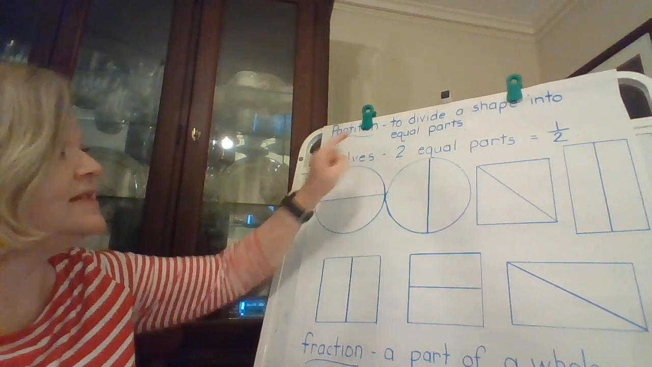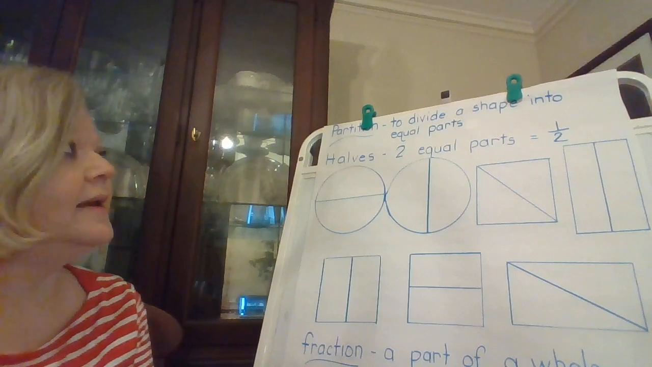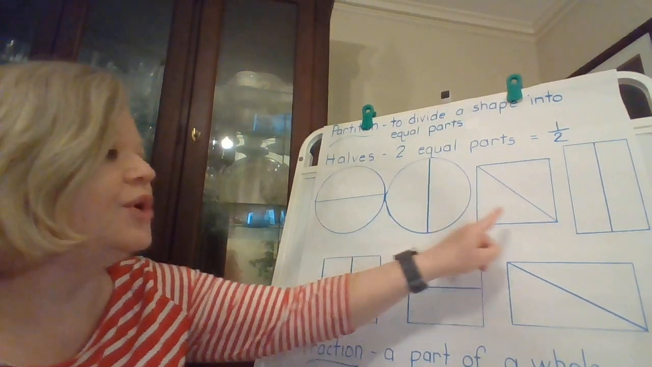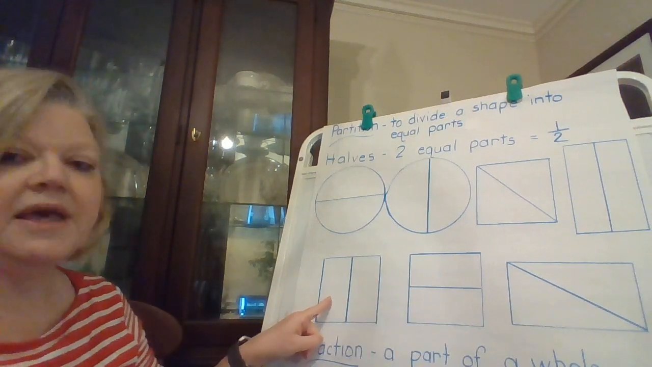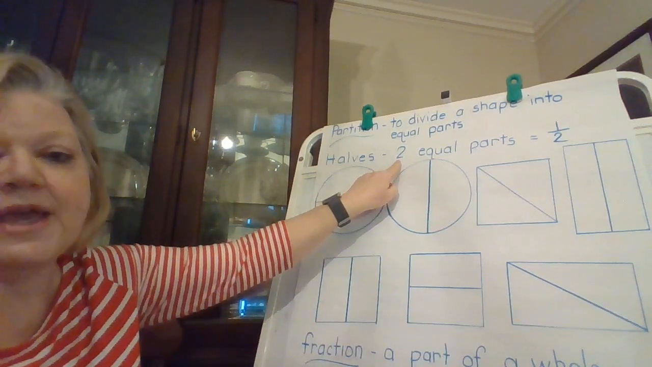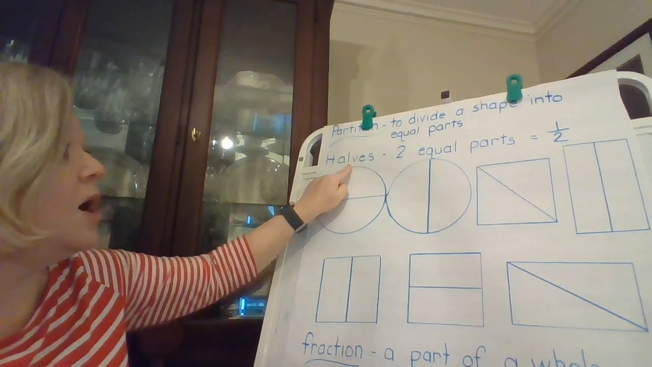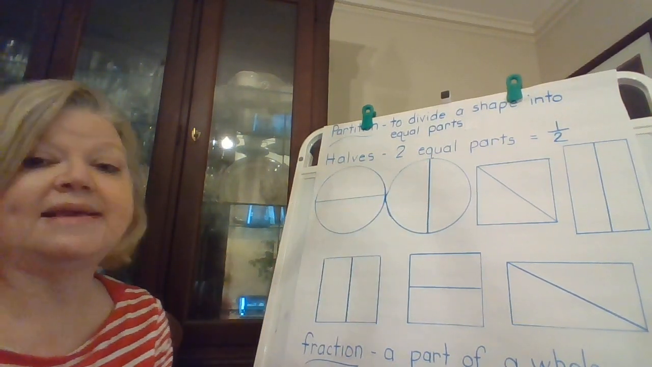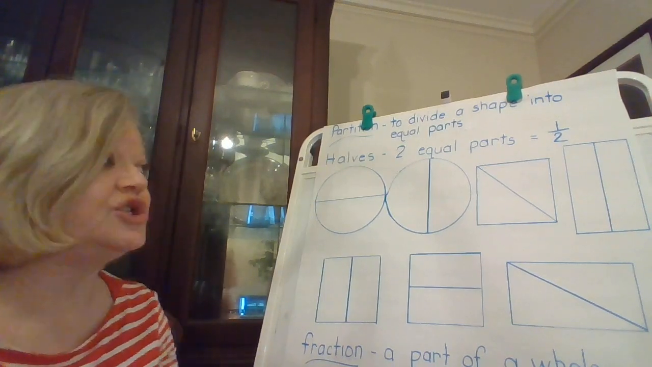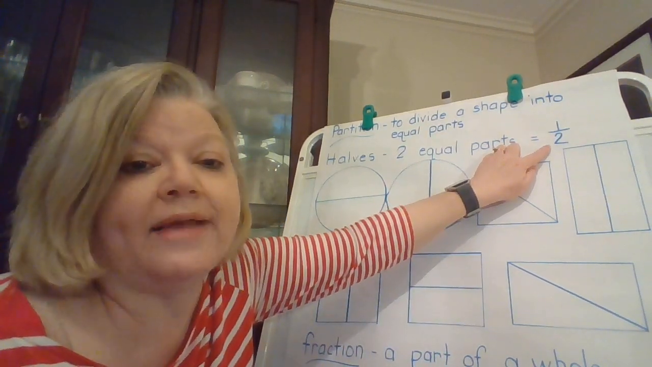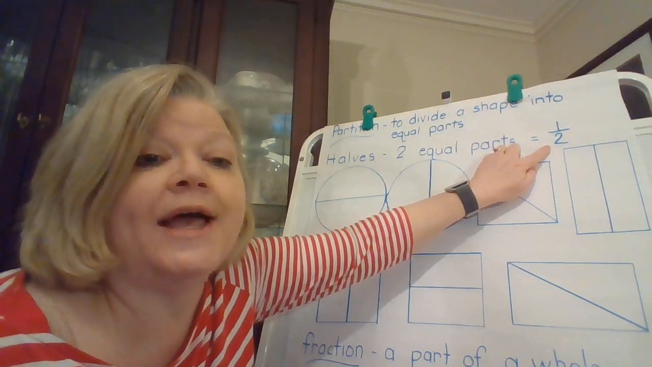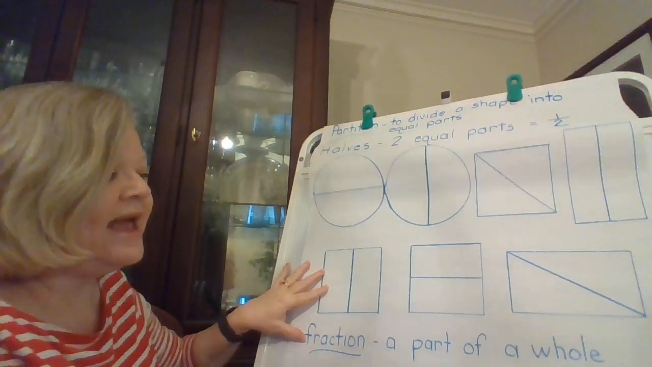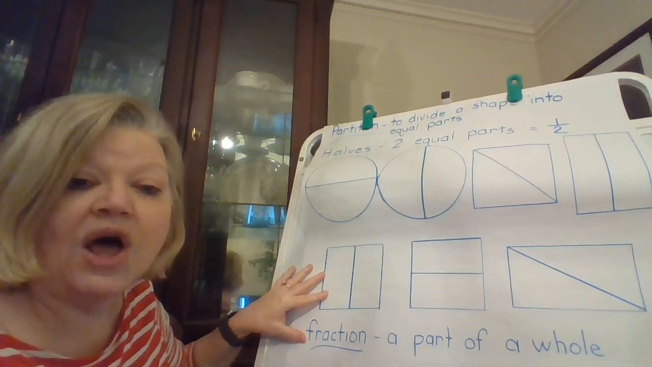Yesterday, we went over this definition that partition means to divide a shape into equal parts. We showed all of these shapes that were divided into two equal parts, and those parts are called halves. And we say that that is 1/2 of a shape. Here is how we write the fraction 1/2. And a fraction is a part of a whole.